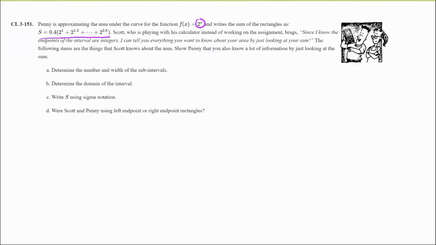So we're going to go ahead and talk about what we know just by looking at this sum that is written by Penny. So from here, determine the number and width of the subintervals. So in this case here, the width is going to be 0.4, because if you see here, the only thing that is increasing each time is going up by 0.4, which, again, should match here for what our original width is for the sum of our rectangles. So I'm going to call the width 0.4.